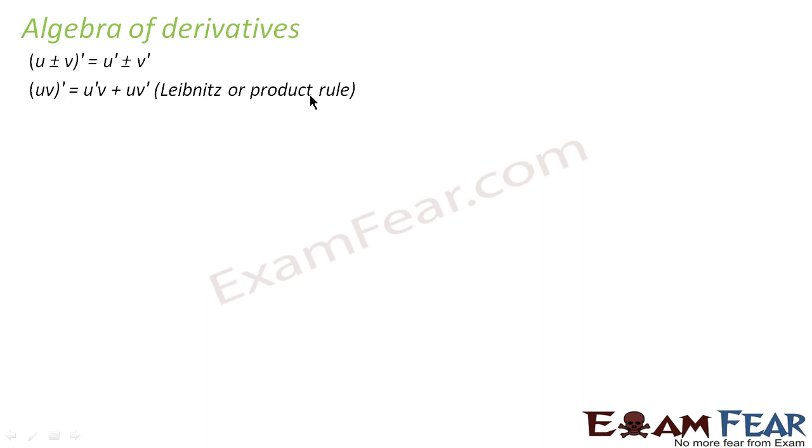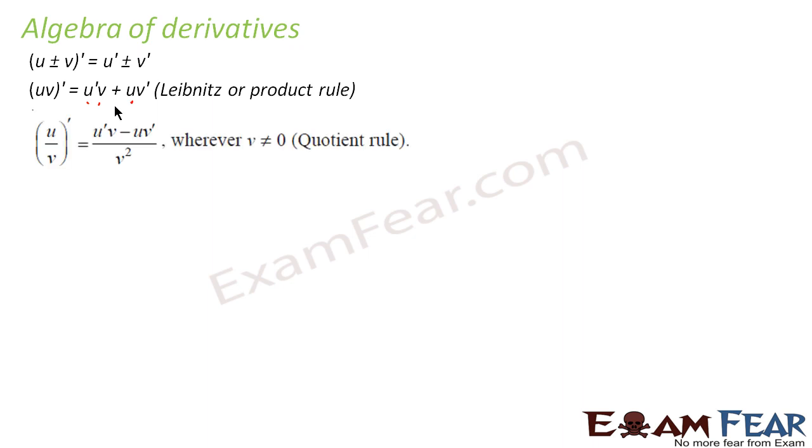Then you have something called the product rule. If you have a function that is the product of two functions, the derivative of the whole function is nothing but the derivative of the first function multiplied by the second function, plus the first function as it is, multiplied by the derivative of the second function. Then we have the quotient rule, where we have the function in the form of u by v. The derivative of the whole function is v square in the denominator, and in the numerator, the derivative of the first function into the second function, minus the first function into the derivative of the second function.